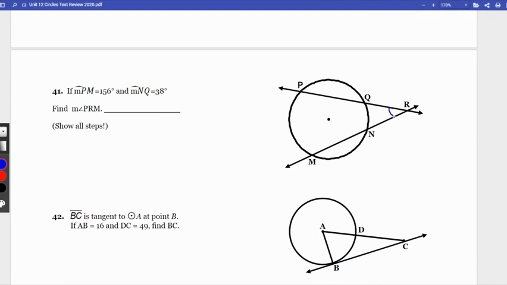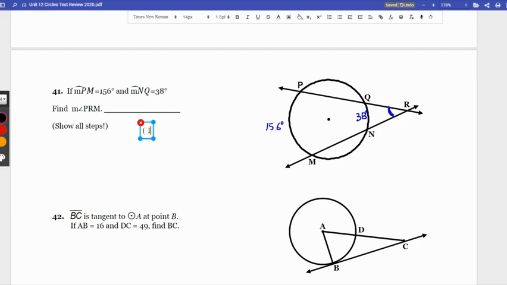We are looking for this angle, PRM, and we're given that arc PM is 156 degrees. Arc NQ is 38 degrees. So with the one that we just did, we said that that angle inside the circle was the average of the two intercepted arcs. This is going to be different. This angle is going to be half of the difference between these. Instead of adding them up and dividing by 2, I am going to subtract and divide by 2.